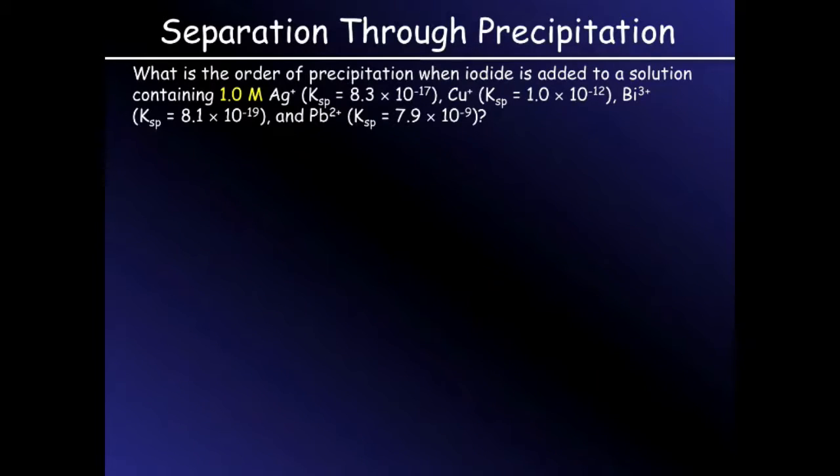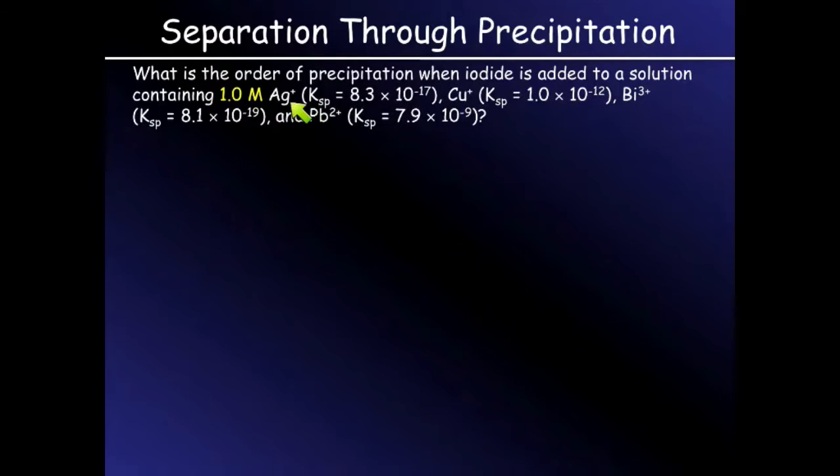Because ions have differing KSP values, we can actually separate one ion from another ion by adding a precipitating reagent. For example, what is the order of precipitation when iodide is added to a solution containing silver ion, copper ion, and lead-2 ion? We have KSP values for each of the precipitates that can form.